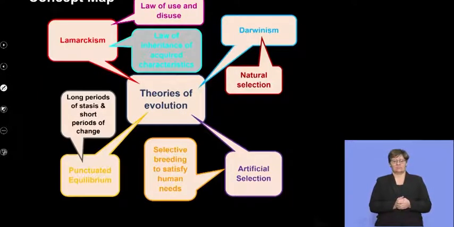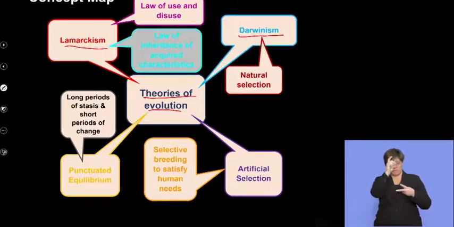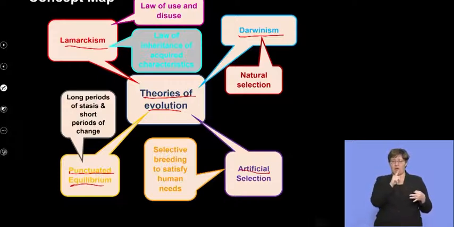All right, so let's have a look at the concepts or the aspects that we're going to cover in this topic. In the theories of evolution, we're going to have a look at Lamarckism. He was one of the theorists. We're going to look at Darwinism, which is also from Darwin. We're going to have a look at punctuated equilibrium, and then we're going to have a look at artificial selection.